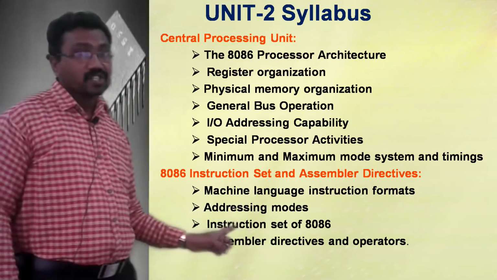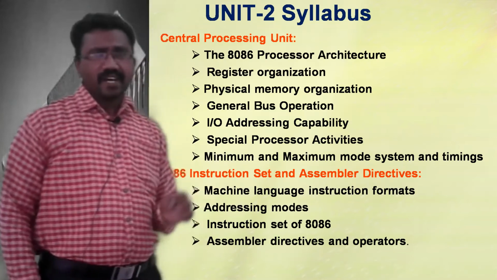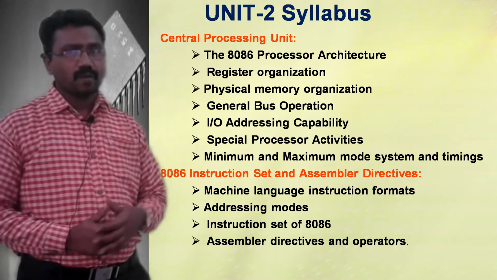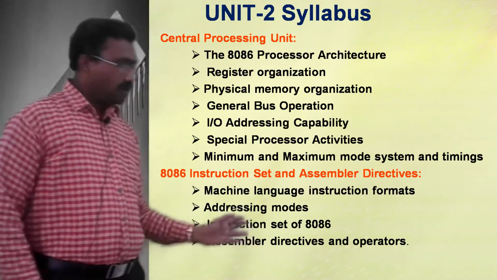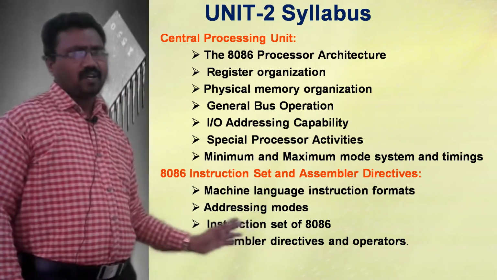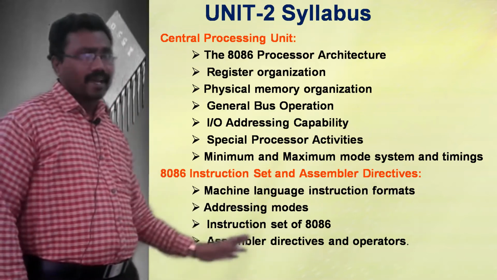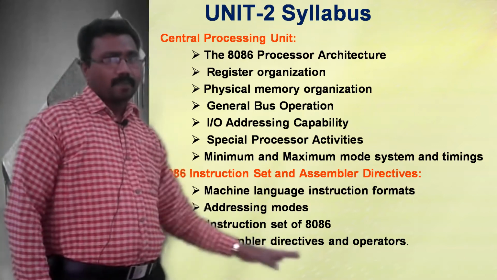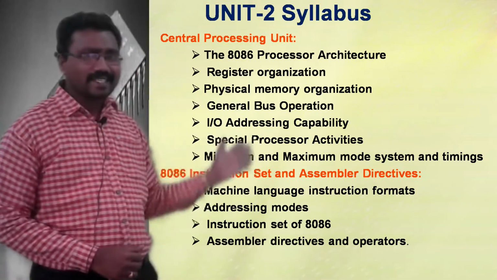Next, coming to the instruction set of the 8086. Every different processor has its own instruction set. We have seen the instruction set in the basic computer, 25 instructions in the basic processor. Here we'll see the 8086 has so many instructions. We will discuss some basic instructions, what instructions are available in the 8086, and also what the assembler directives are. That's about the syllabus of unit 2. These are the topics to be discussed in unit 2.